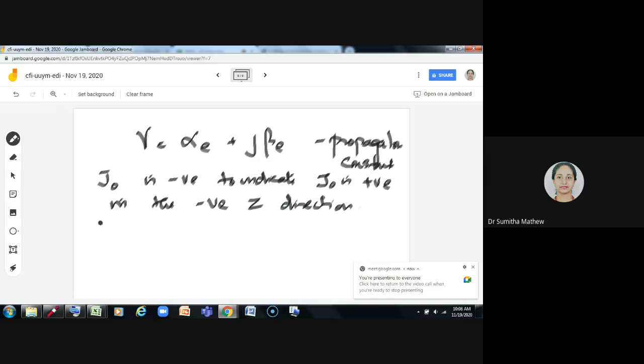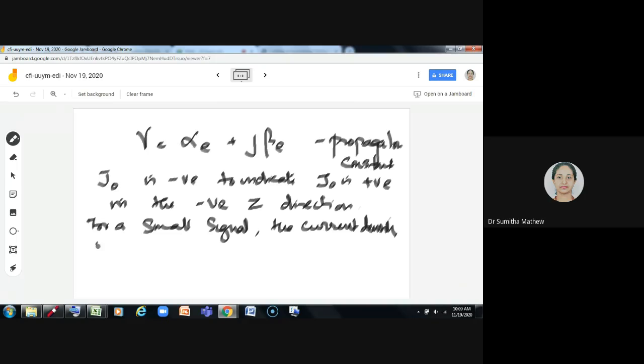Okay. Now, for a small signal, the electron beam current density will be given by J is equal to rho v.